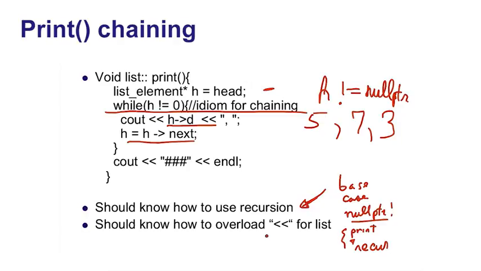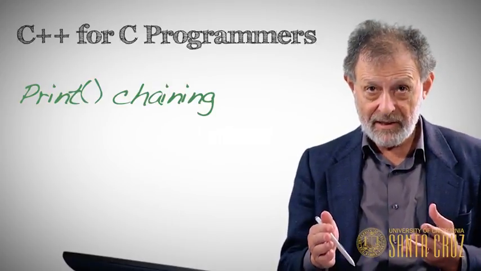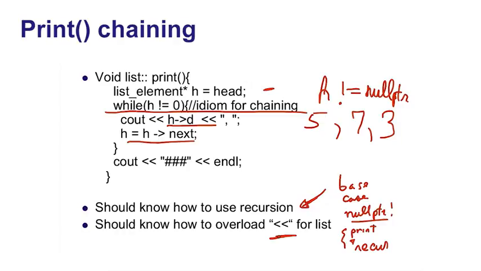And you also should know how to overload your bit shift operator to produce the expected output behavior when you call an OStream operation on a list. Those are things you can practice.